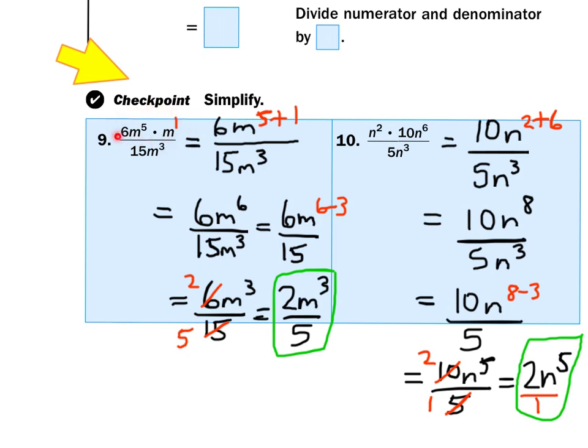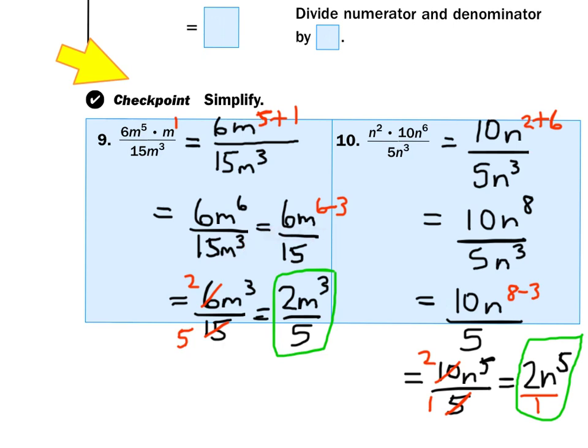So let's take care of the numerator first. I copied the 6, and then I saw the bases match, so I copied the m. And then the trick is when we're multiplying, we would add the powers, so 5 plus 1. So that gave me 6m to the 6th power over 15m to the 3rd power.